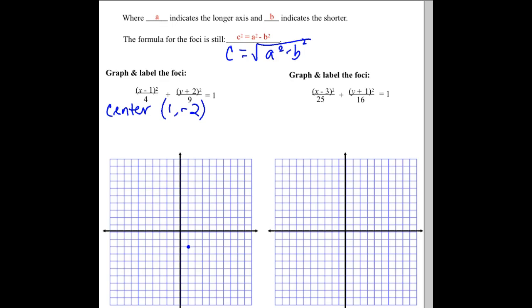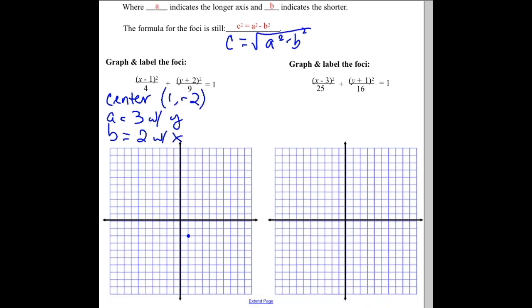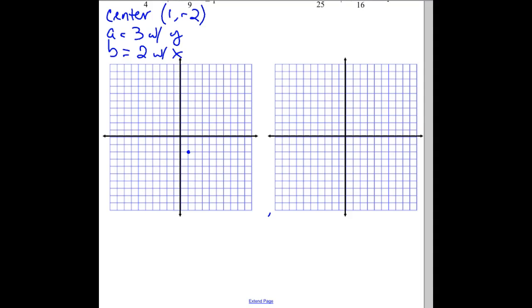How about A and B? A has to be 3 and it's paired up with Y, and B is 2 and it's paired up with X. Okay, so what you're going to do on your graph is you're going to go 3 in the Y direction from that new center. Okay, so from my point here, I'm going to go 3 in our Y direction and label those V for vertices.